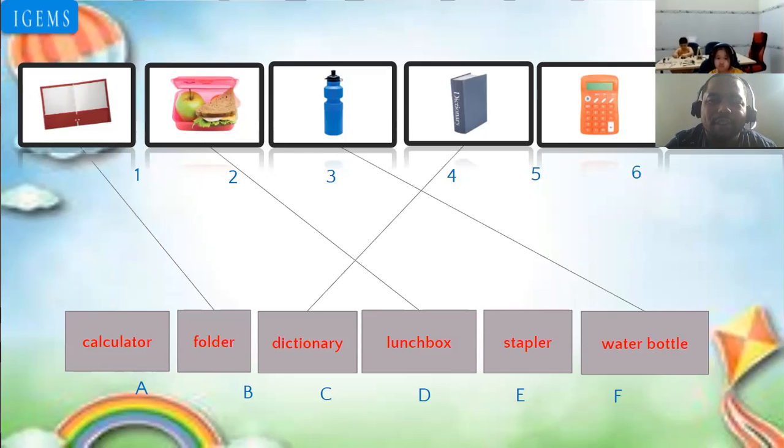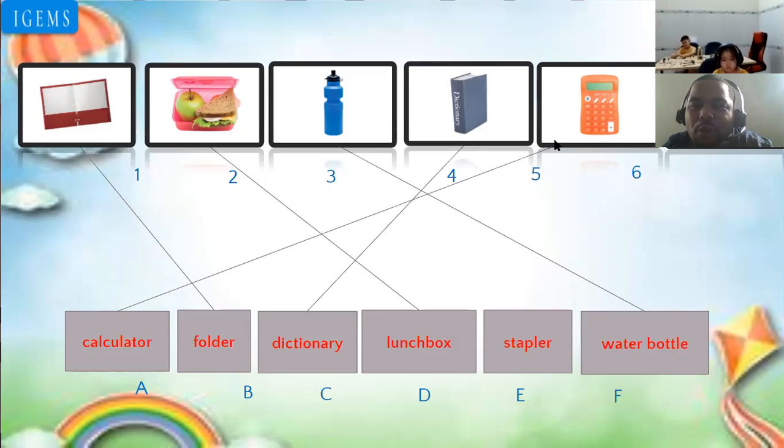What's number 4? Number 4. Do you remember? Dictionary. That is correct. Number 4 is dictionary. Let's continue. And what about number 5? Do you remember what is number 5?